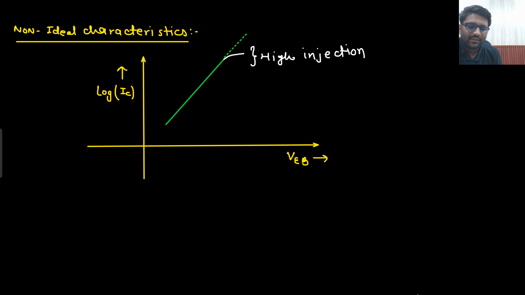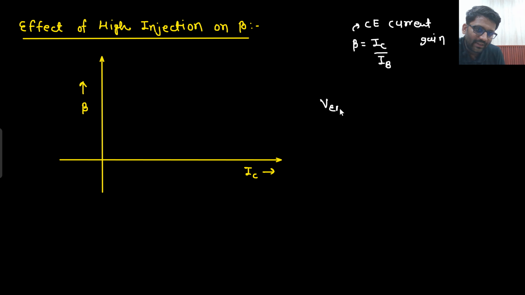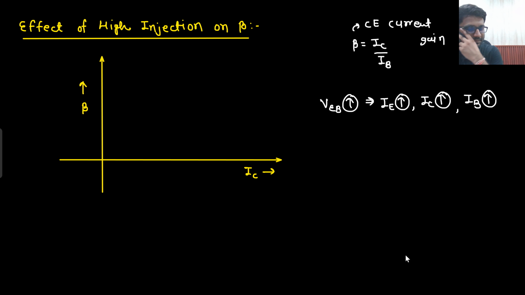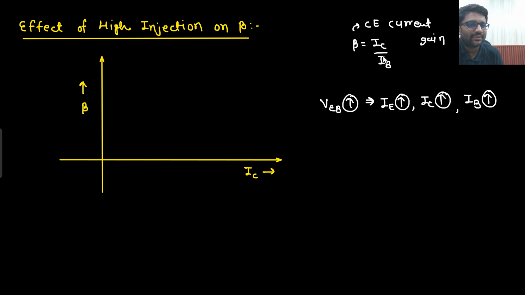So let's get started. This diagram I will take as a reference. If I increase my forward bias, if I increase my VEB, then what will happen? IE will increase. Along with that, IC would also increase. Right? And along with that, IB would also increase. IC would increase exponentially, no? The expression of IC is this one. IB would also increase, but not as much as IC.